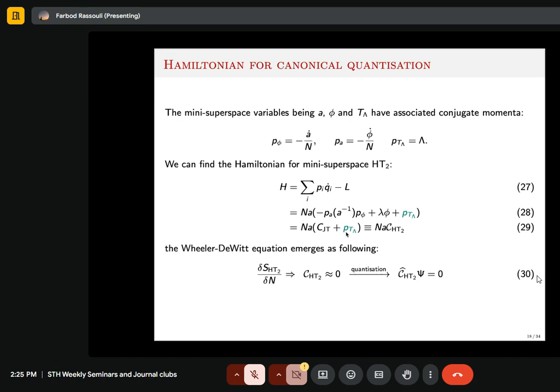So everything that you see in green in all my slides is basically the extra term that the unimodular is adding always. And by varying the action of H2 with N, you will get that classically the constraint is equal to 0, which after quantization will give us the Wheeler-DeWitt equation. So this is the standard procedure.